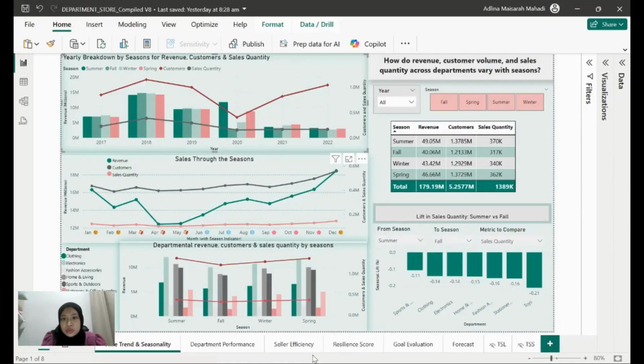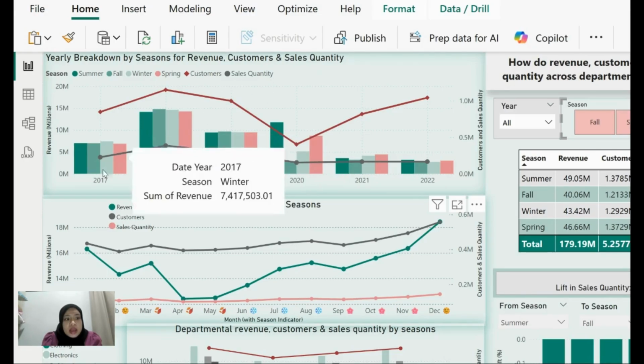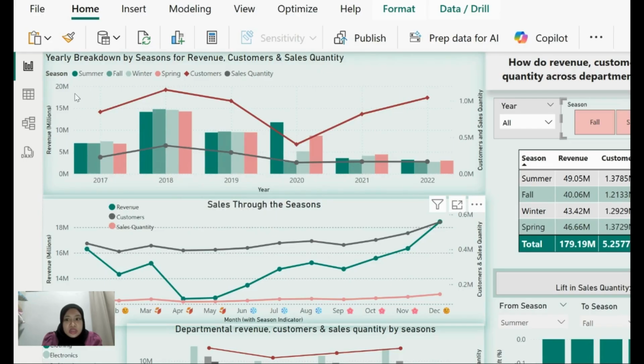For the first part, we will present how revenue, customer volume, and sales quantity across departments vary with season. The first visual will be the yearly breakdown by seasons for revenue, customers, and sales quantity, which is presented using the line and clustered column chart. So the revenue will be represented by the bar chart, the customers and sales quantity will be the line chart, the x-axis is the year, and the revenue, customers and sales quantity are on the y-axis. So as time goes by, you can see the trend here.